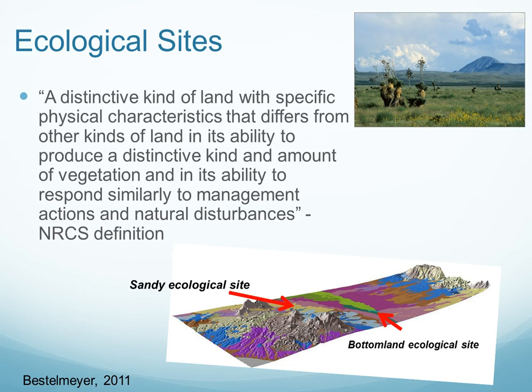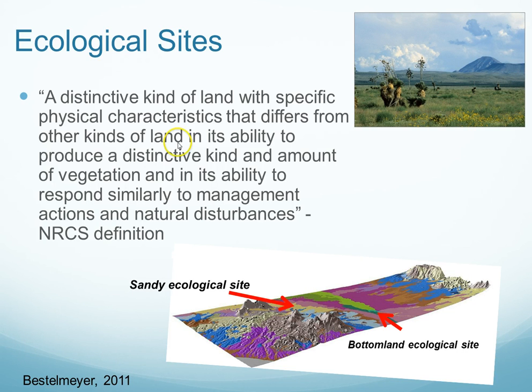An ecological site is a distinctive kind of land with specific physical characteristics that differs from other kinds of land in its ability to produce a distinctive kind and amount of vegetation, and in its ability to respond similarly to management actions and natural disturbances. Now that's a kind of a long definition, but it has very important components to the definition.